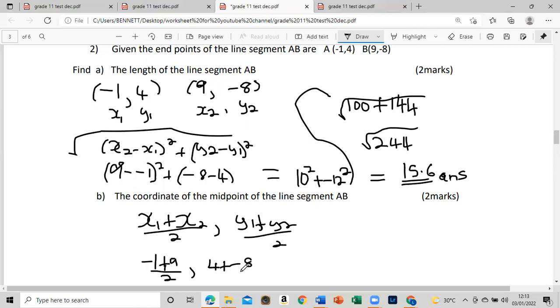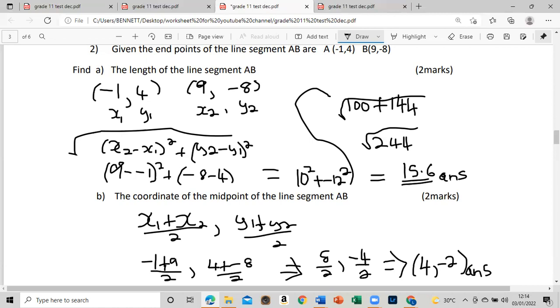Be very careful with the signs, guys, alright? Let's put things in perspective. Negative 1 plus 9 is 8, divided by 2, so that's 4. This will be negative 4, divided by 2, so our answer would be 4, negative 2. That is the coordinate. So at this point, we cut the line into exactly two equal parts, right?